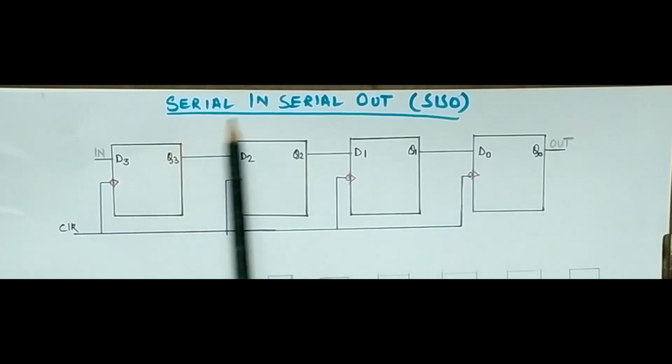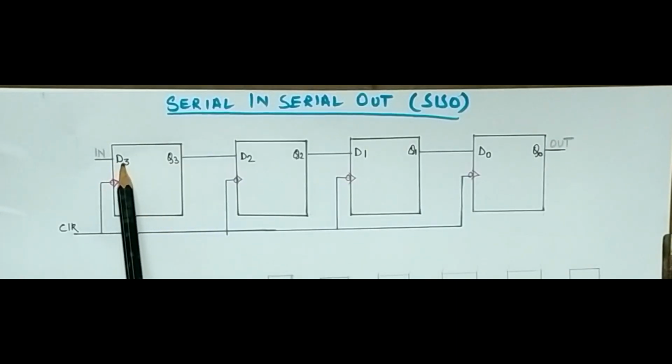So in this diagram you see that we have taken 4 flip-flops. Why have I taken 4 flip-flops? Suppose I want to enter 4-bit input, so definitely I will take 4 flip-flops. Okay, so I have taken D flip-flop here. This is another important thing.